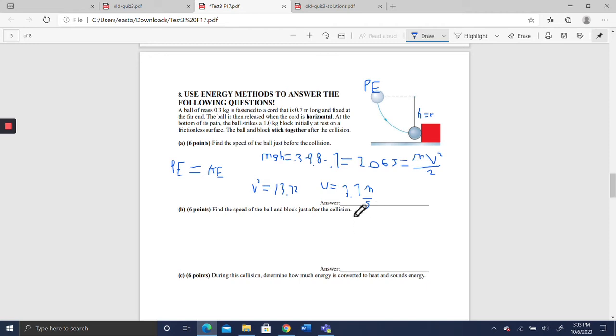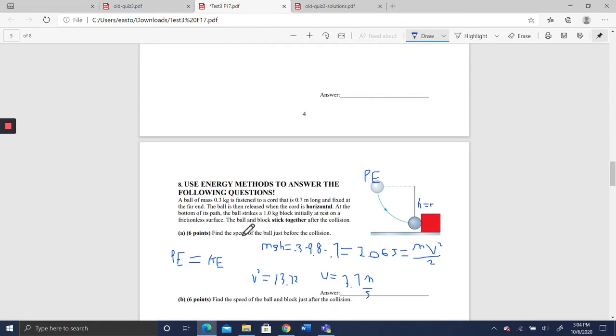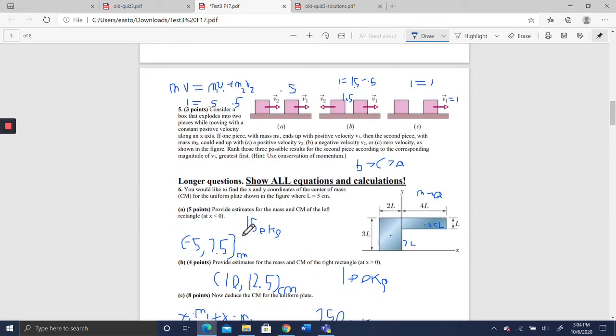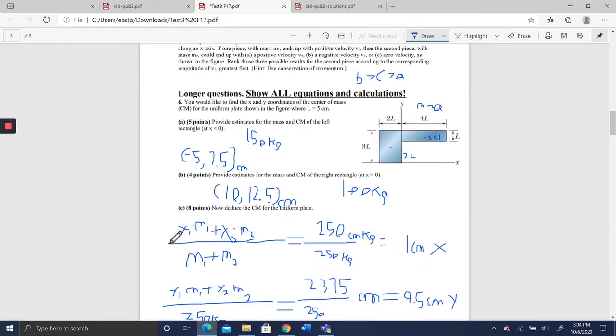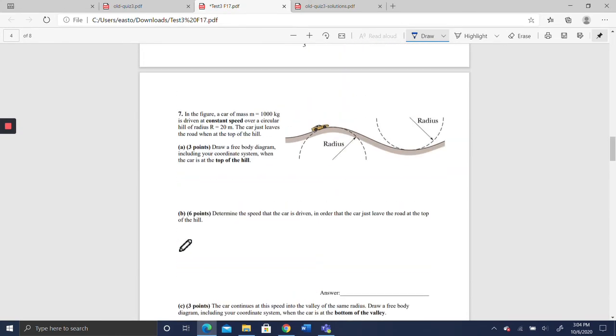So hopefully that makes sense. It's just converted from potential energy to kinetic energy. You set these two equations equal to each other, and you use that to find the missing variable. So now they want to know the speed of the ball on the block. The ball and the block stick together. So how this basically works is, if you recall what we were doing here, that's basically what we'll be doing now.